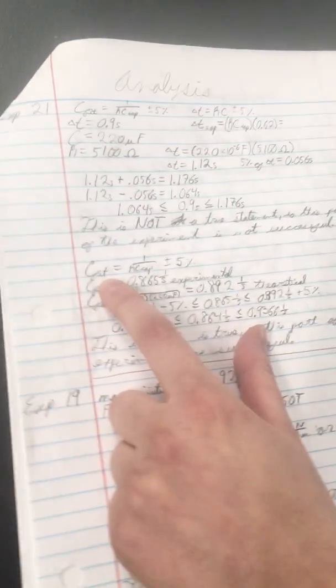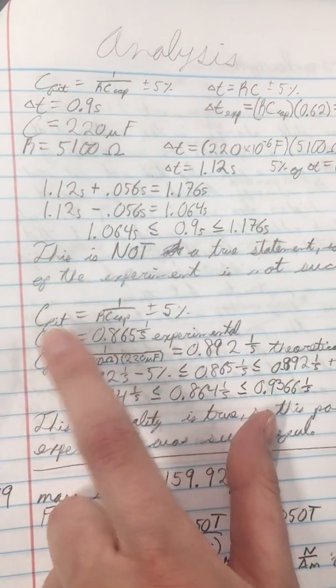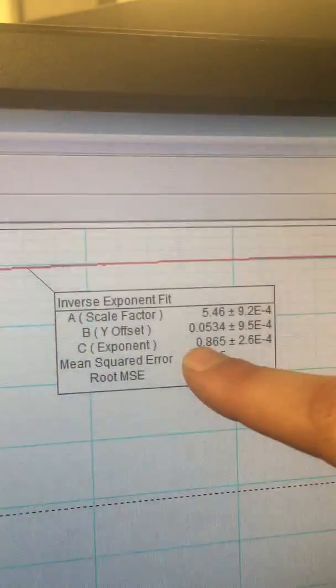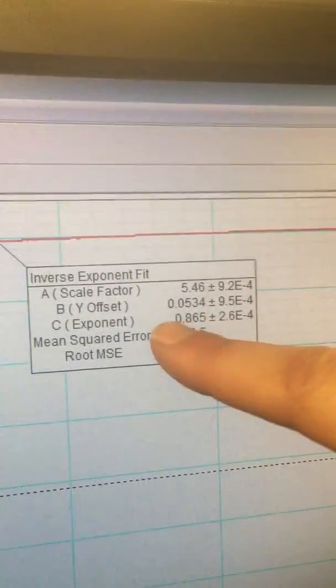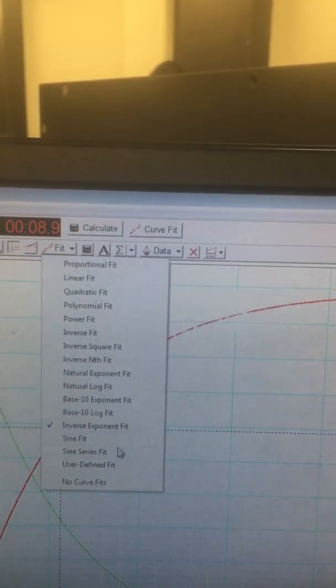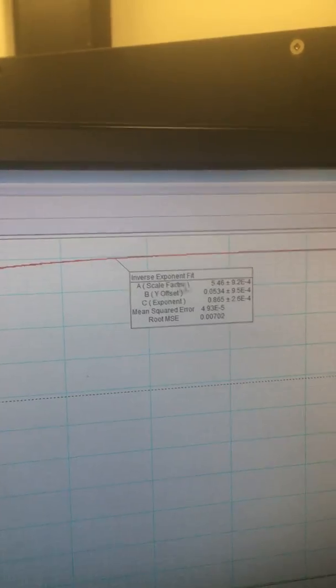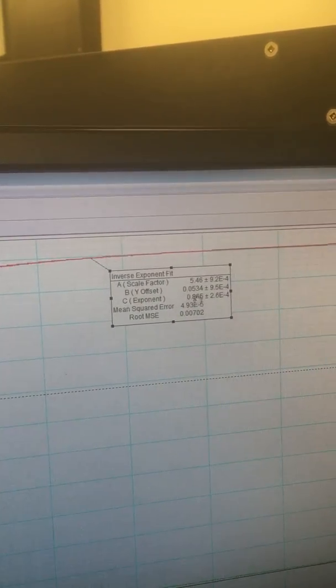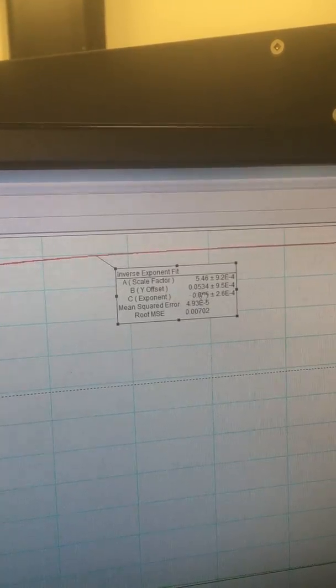Then you're also going to look at your C fit and see if your C fit is equal to 1 over R times C. C fit experimental is this number right here. You see C exponent 8, so 0.865. That is our C fit. This came from going to fit, then inverse exponent fit, which gives you this box. And that 0.865 is our C fit.